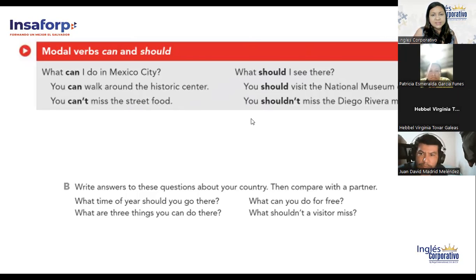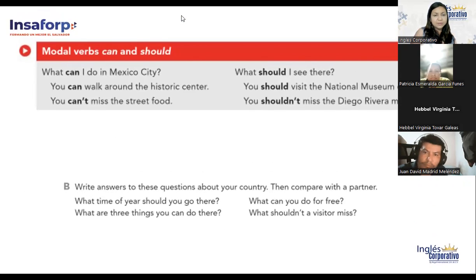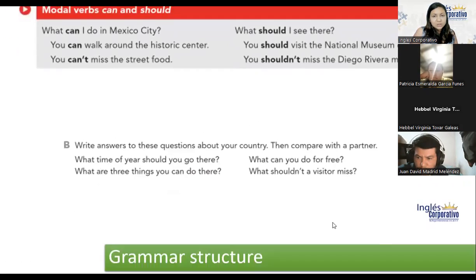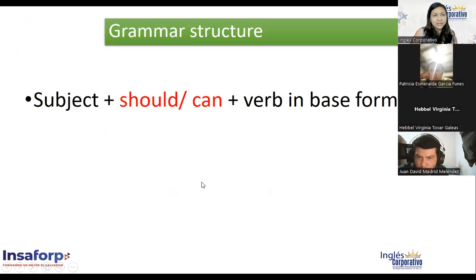So as you notice, that is the structure: the subject in affirmative, should or can, and the verb in base form. For example, in this slide, we have some questions about our country. What time of year should you go there? What can you do for free? What are three things you can do there? And what shouldn't a visitor miss? So let's try to make some sentences using this structure and those questions.